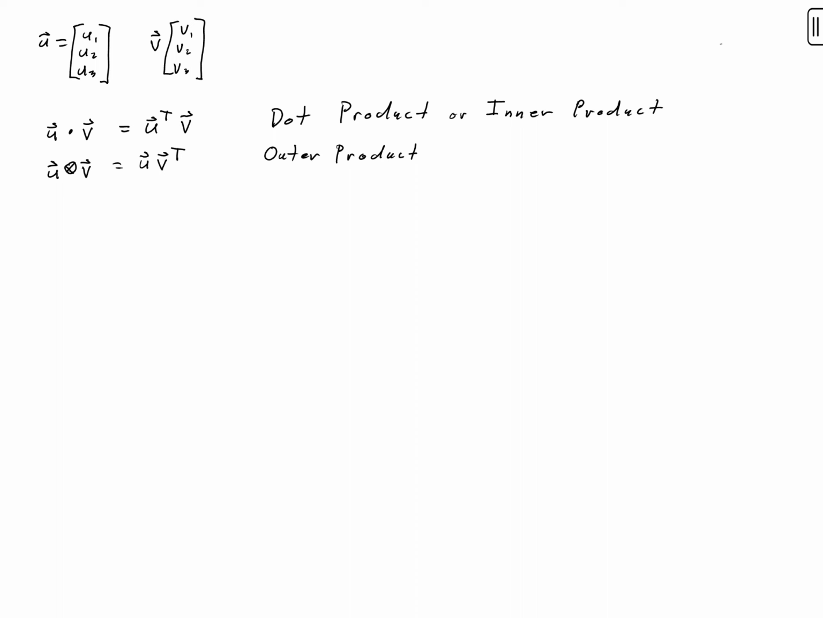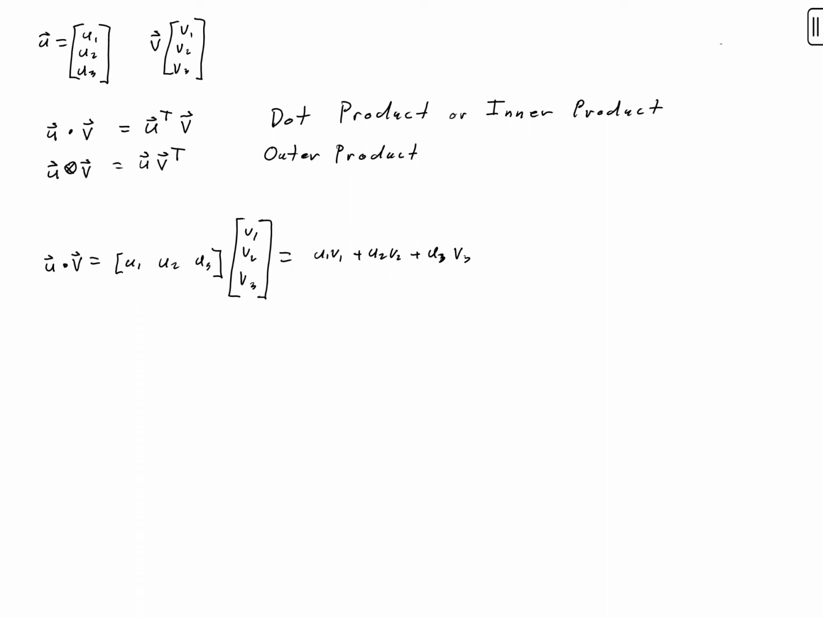So what does that mean? Well, u dot v is going to be equal to u1, u2, u3 times v1, v2, v3, which is equal to u1 v1 plus u2 v2 plus u3 v3. And technically this should be a one-by-one matrix. But we usually do not bother to write it as a matrix, and we just call it this scalar, this number. And we could do this for any size vector.